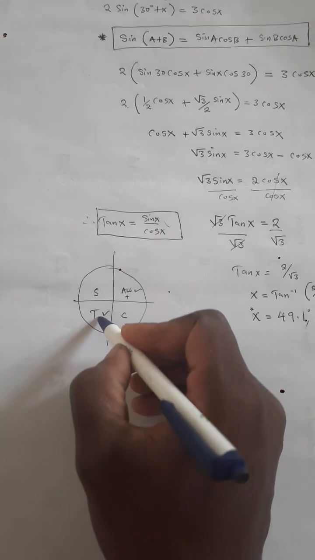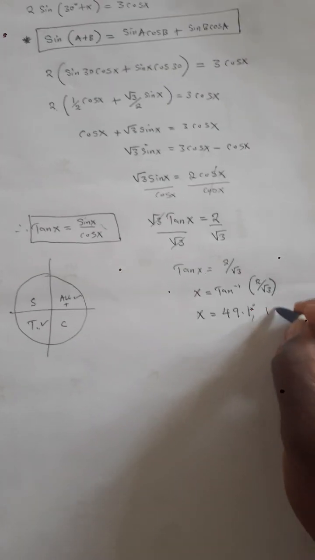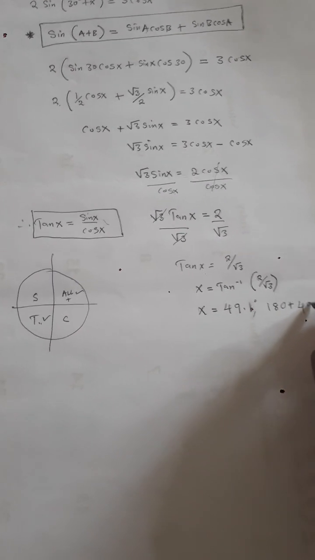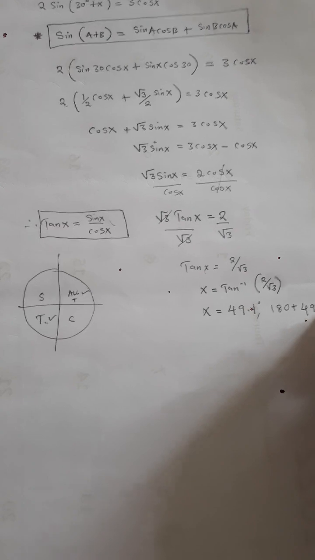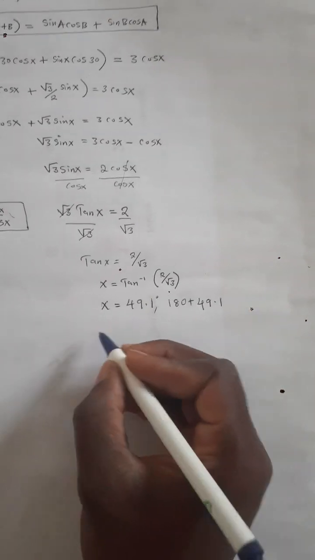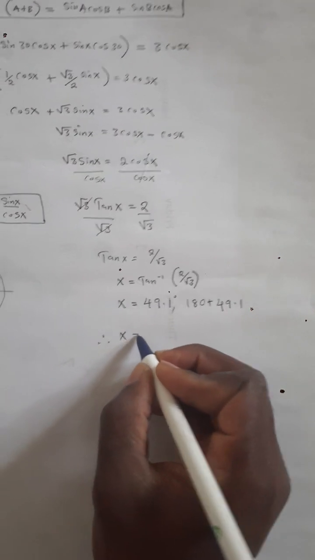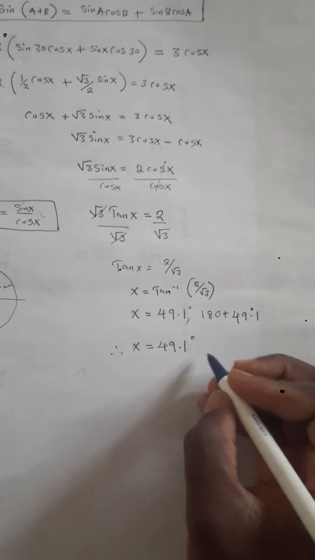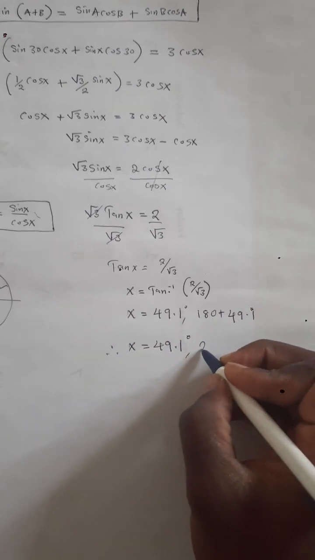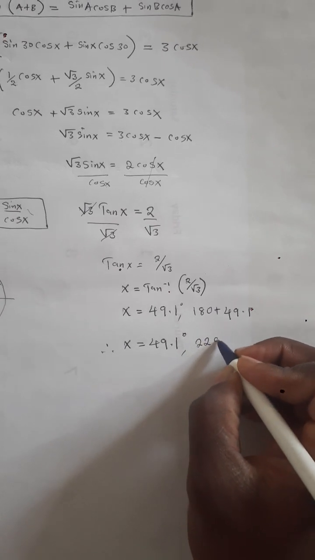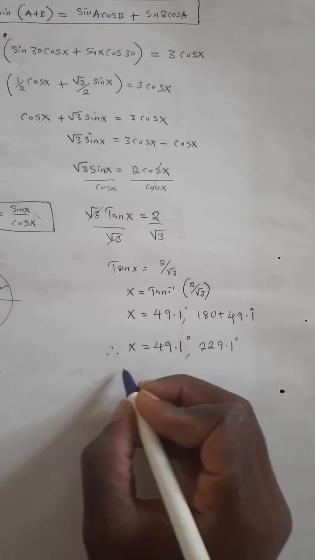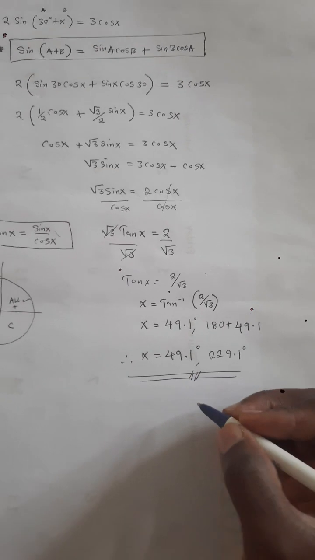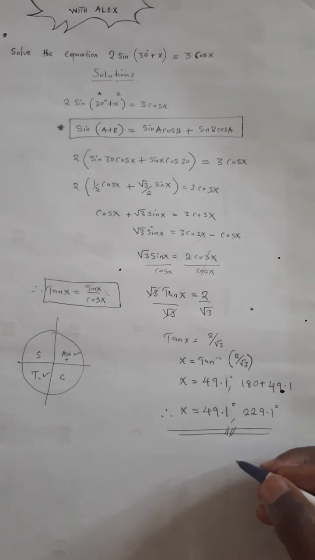The equation in the third quadrant is 180 plus the angle that you found, in this case 49.1. Therefore our x is equal to 49.1 degrees and 229.1 degrees. These are the values of x. This is how you go about this one.